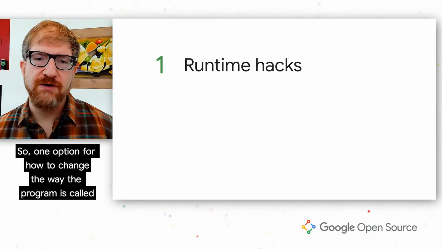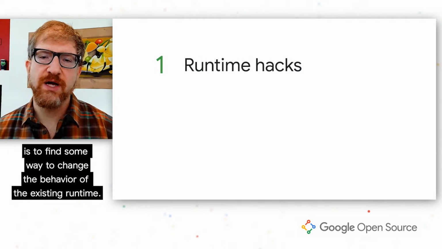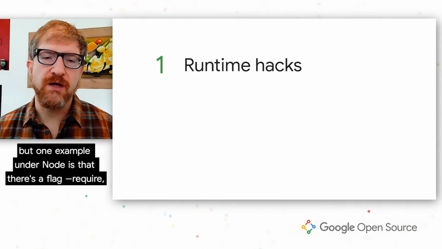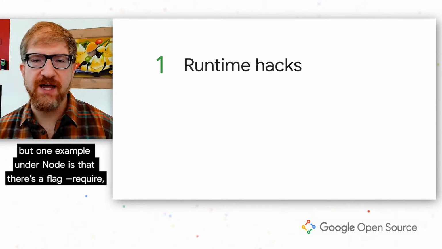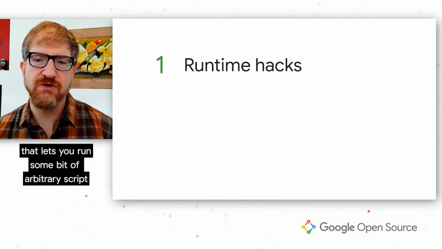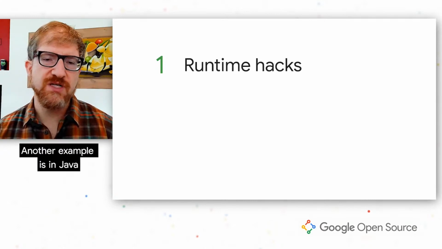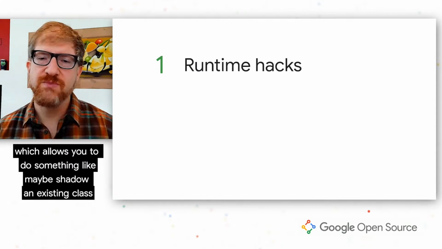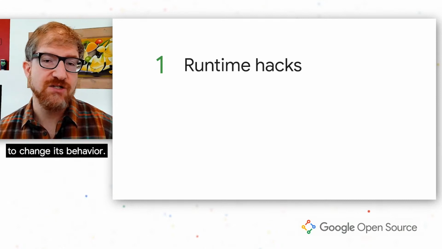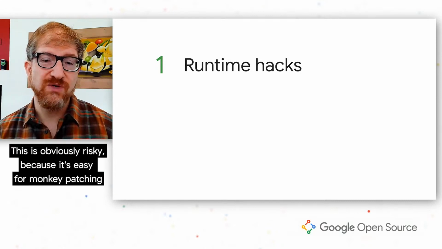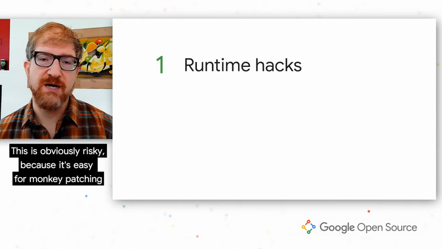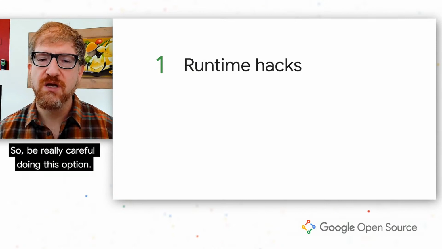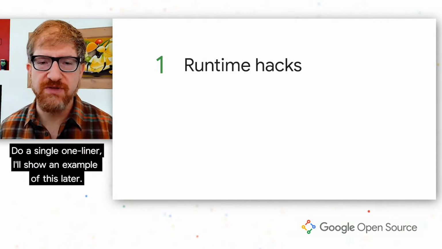So one option for how to change the way the program is called is to find some way to change the behavior of the existing runtime. This is a little hacky, but one example under Node is that there's a flag --require that lets you run some bit of arbitrary script right before the program starts. Another example is in Java, you can pass the class path argument to the JVM, which allows you to do something like maybe shadow an existing class to change its behavior. This is obviously risky because it's easy for monkey patching to cause weird action at a distance bugs in the program. So be really careful doing this option. Do like a single one-liner. I'll show an example of this later.